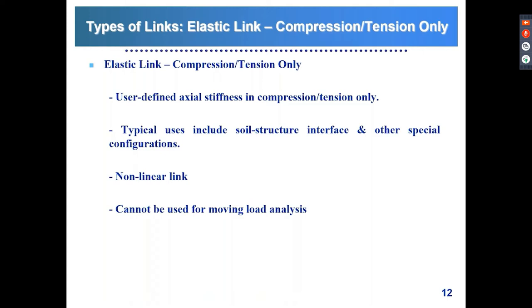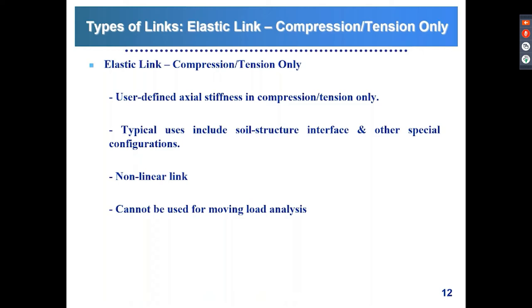As an initial guess, the software is going to consider that all of those links are active. So it is going to analyze the structure, assuming that all of those links are active, and it's going to find out which of those links are in compression and which of those are in tension. Those links that are initially found to be in tension will be removed from the model automatically by the software. They will be removed from the model, and the software will rerun the analysis. So it's going to keep doing that iterative procedure until it finds that all the remaining links are in compression.